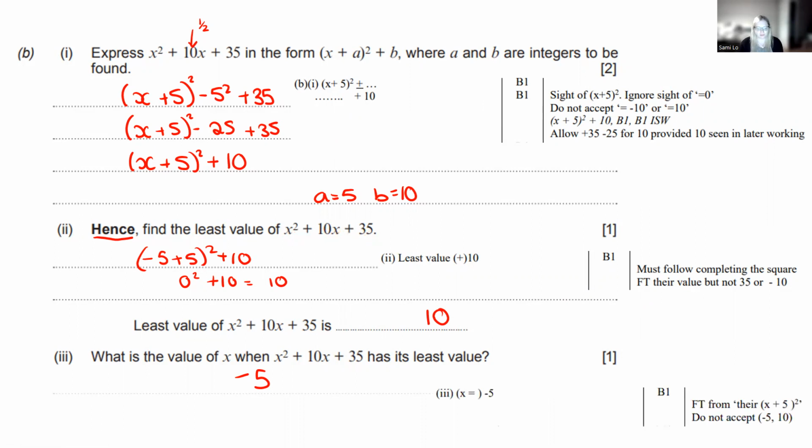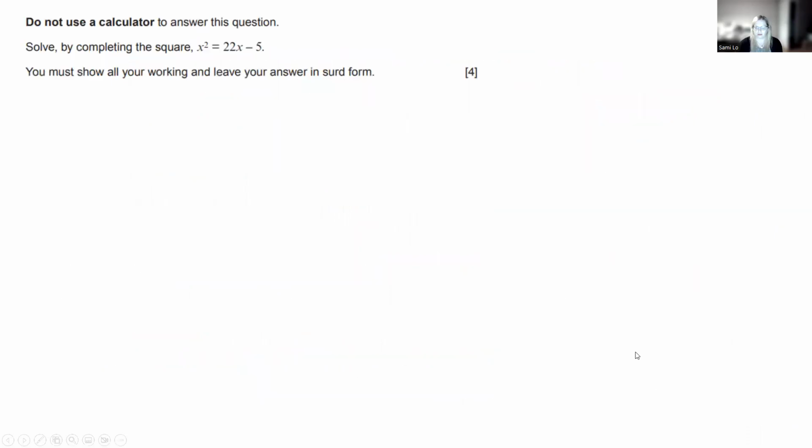And the last one is noting that you're making that bracket 0. So because to make that bracket 0, we had to put -5 in. That's where that comes from. And it's saying there, do not accept the coordinates, because even though your x, it's not a y value that you're getting, so that's why they don't want you to then write it. There we go. Okay, the last question. So this was part C of question 1, another 4 marks. And it says, solve by completing the square, x squared equals 22x minus 5. It says, do not use a calculator to answer this question.